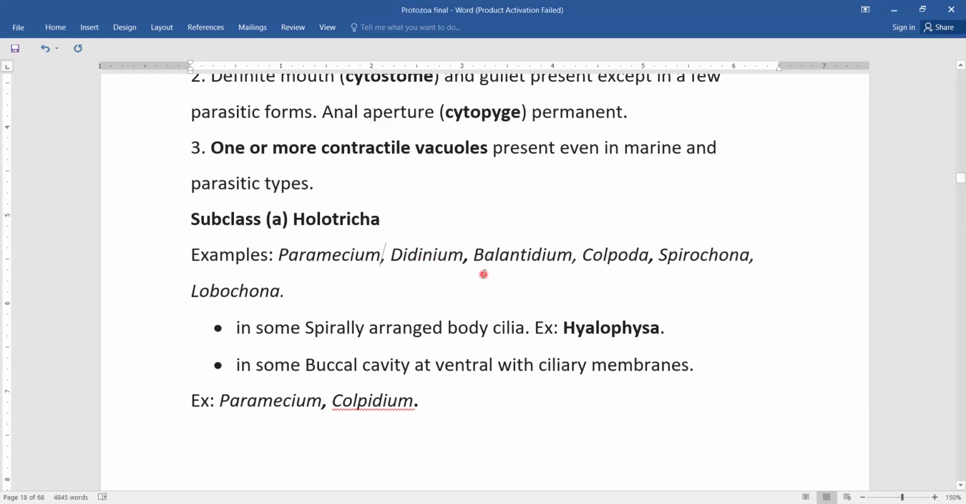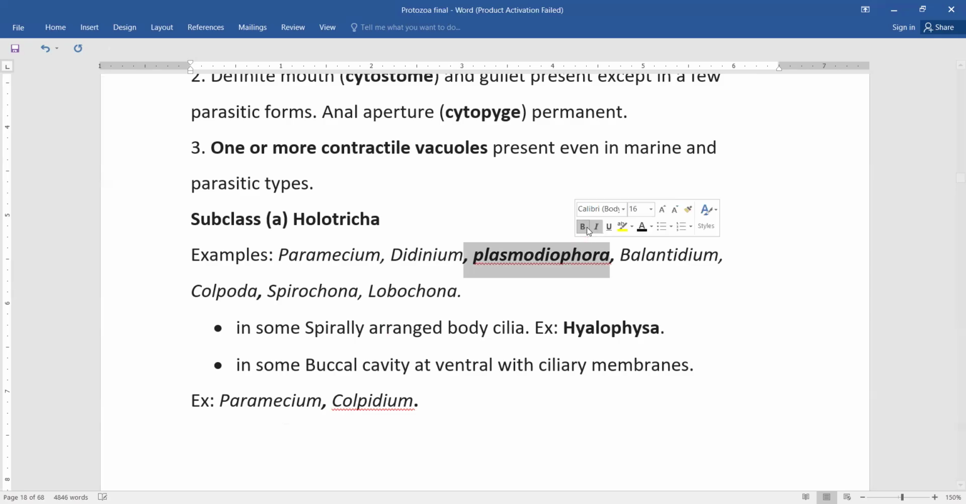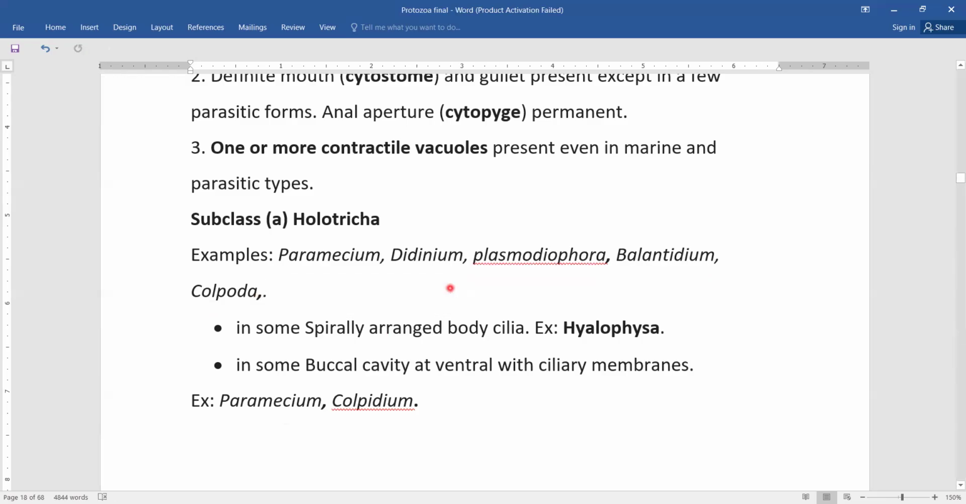Didinium, Balantidium, a very famous example. Colpoda, Spirochona, Lobochona. And one more is Didinium and Balantidium coli, a colon intestinal parasite. Colpoda, Spirochona, Lobochona, you will be confused. Colpoda is important.